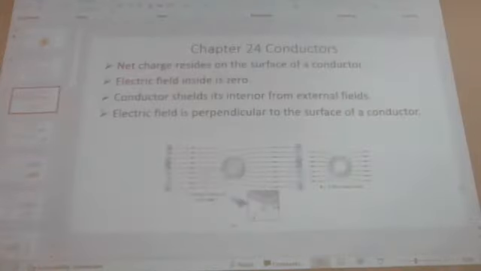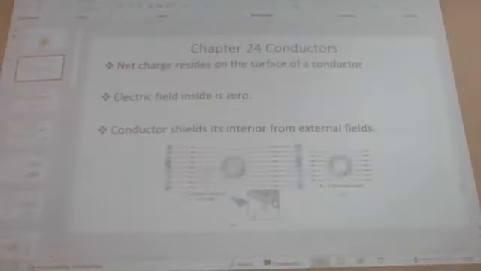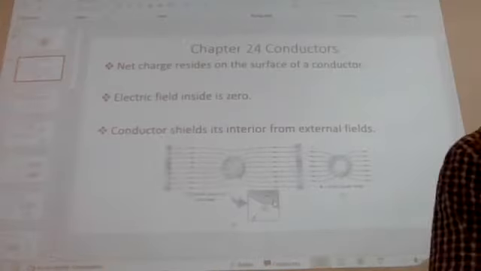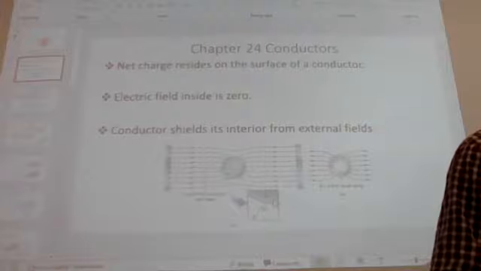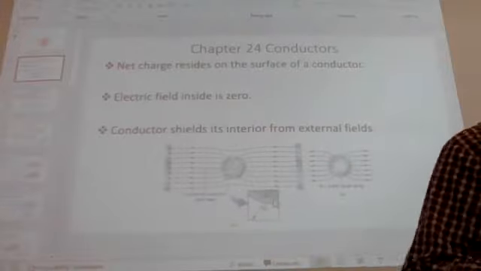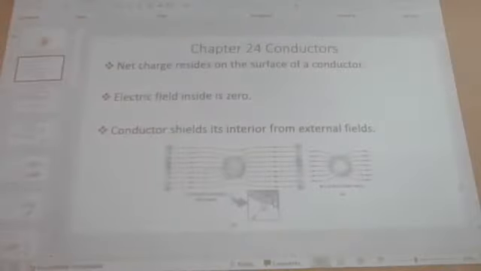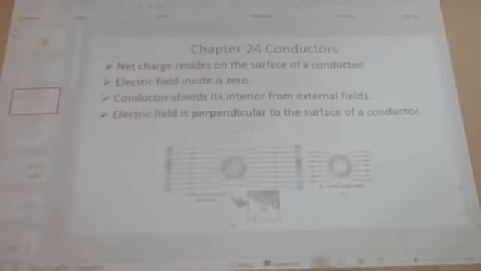All right. Before I go any further, I do want to talk a little bit about conductors. I don't know why that's in there, but all right. Why don't we just get right to the flux? Just get right to the flux.